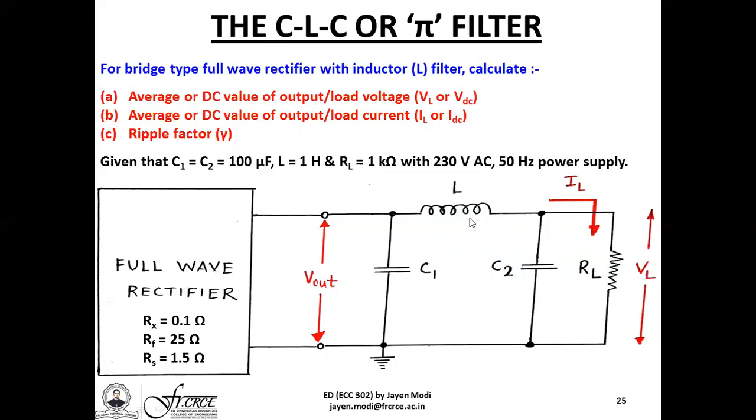The load RL is equal to 1 kilo ohm. And you have the 230 volts AC 50 Hertz standard AC input supply. The internal components are given by Rx is equal to 0.1 ohms, Rf is equal to 25 ohms, and RS is equal to 1.5 ohms.